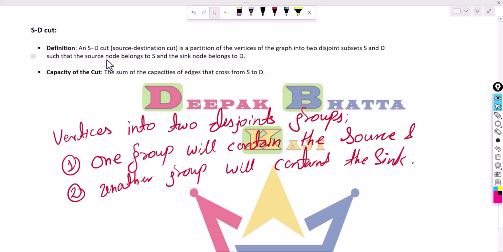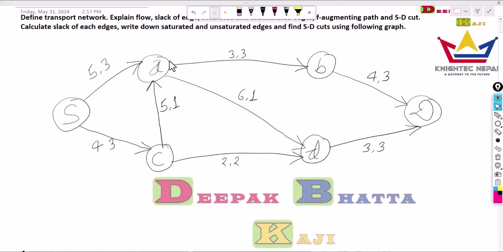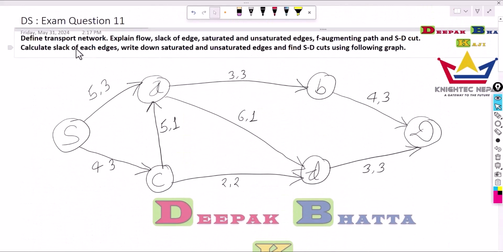So now let us jump on to the calculation part, that is calculate the slack of each edge, write down the saturated and unsaturated edge and find the S to D cuts using the following graph. So we need to follow this graph to find the slack of each edge, find the saturated and unsaturated edges, and find the S to D cuts. And we need to cut the graph into two parts, one is source and another one is destination, right?